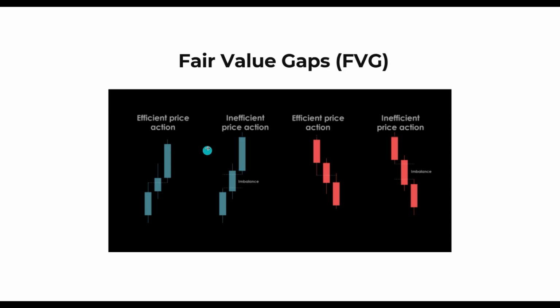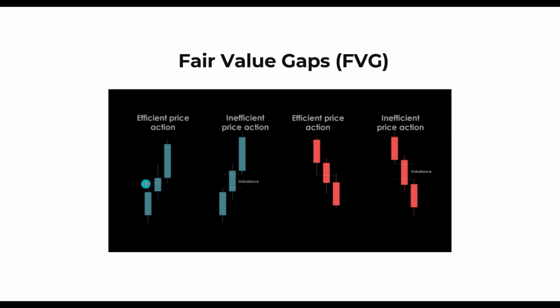Now, for the bullish fair value gap, it is usually characterized by three candles, and here we have three candles, right? So we have the first, second, and third candle. Now you can see that between the wick high of the first candle and the wick low of the third candle, there is a space in between them. That is what we call the fair value gap.